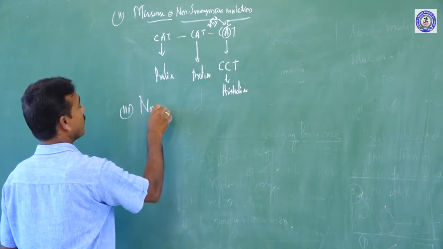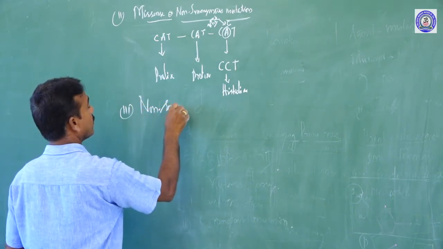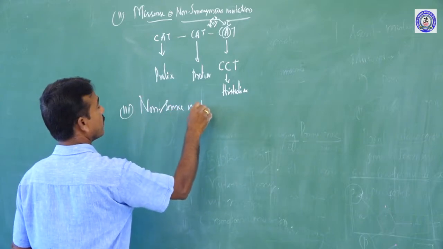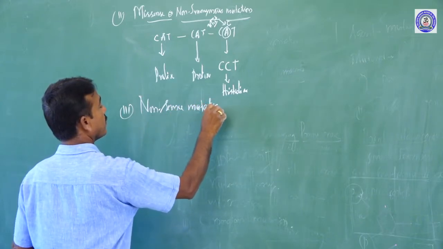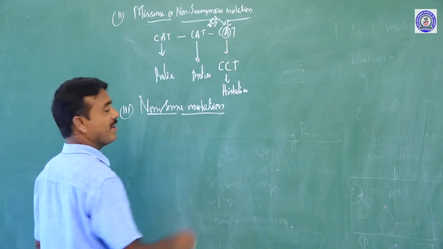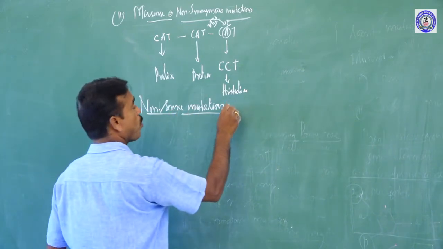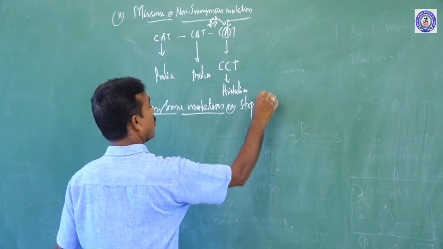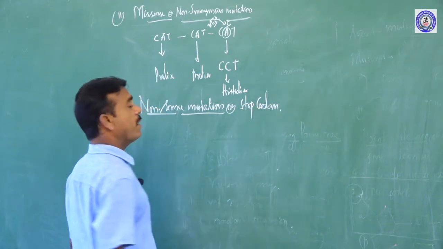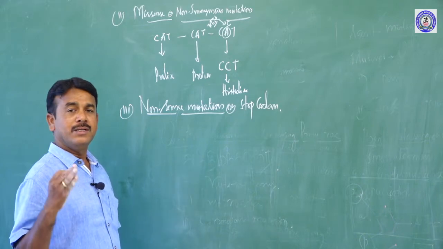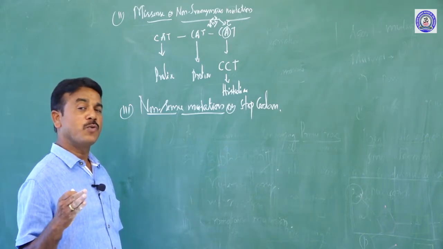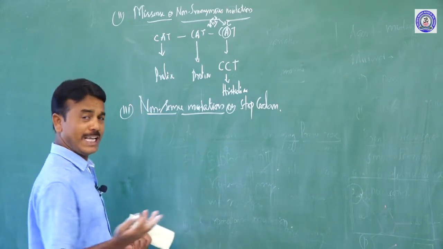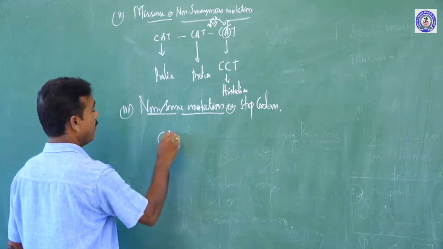Nonsense mutation. What is the meaning of nonsense? It is also called a stop codon. You know, I already indicated to you that a triplet is responsible for producing one amino acid. Any kind of sequence can appear. So, for example, CAT.